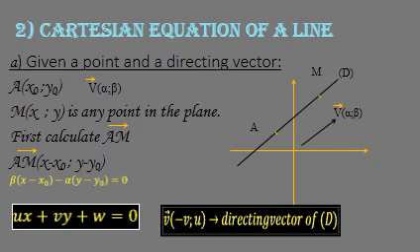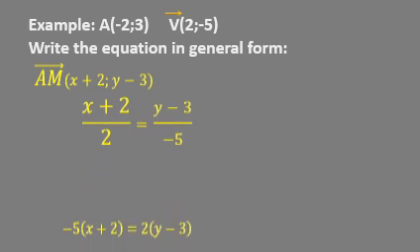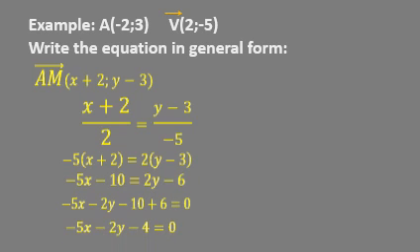Let us take an example. Suppose we have a point A and a vector v, and we need to write the equation in its general form. So we create AM, which is the vector that belongs to the straight line D, (x plus 2, y minus 3). And we know that AM and v are collinear, so we are going to apply the collinearity, which is x y prime minus x prime y equals 0. And then this is the general form of the Cartesian equation.